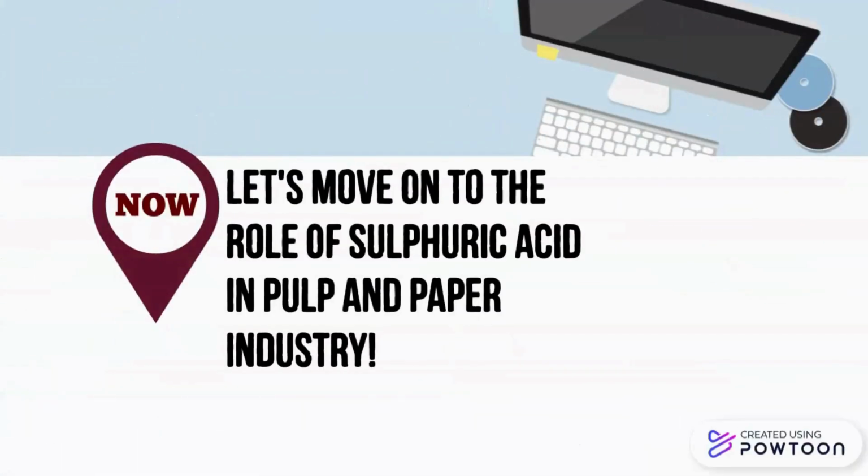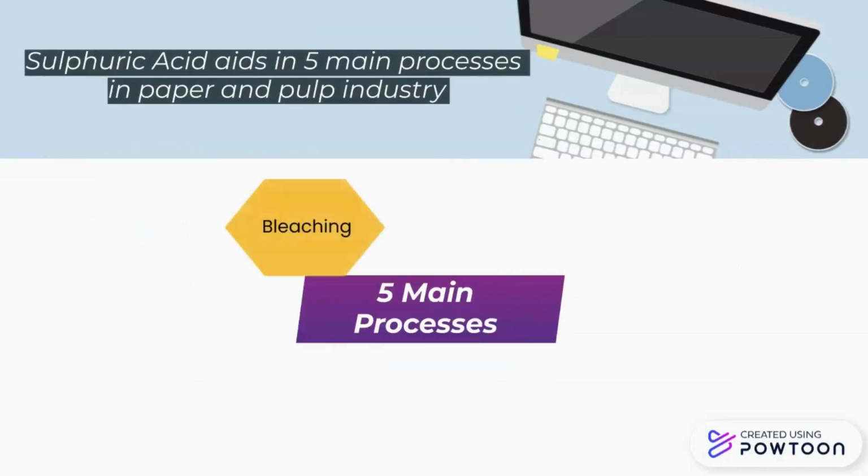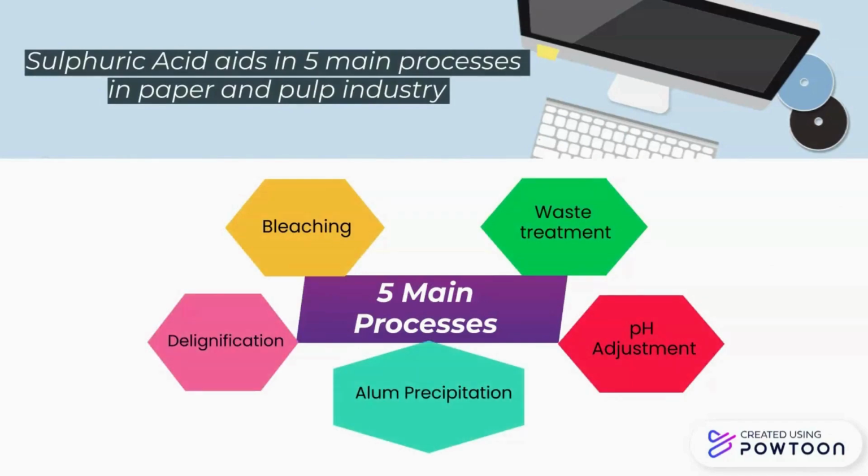Now, let's move to the role of sulfuric acid in the pulp and paper industry. There are 5 main processes, which are bleaching, waste treatment, pH adjustment, alum precipitation, and delignification.